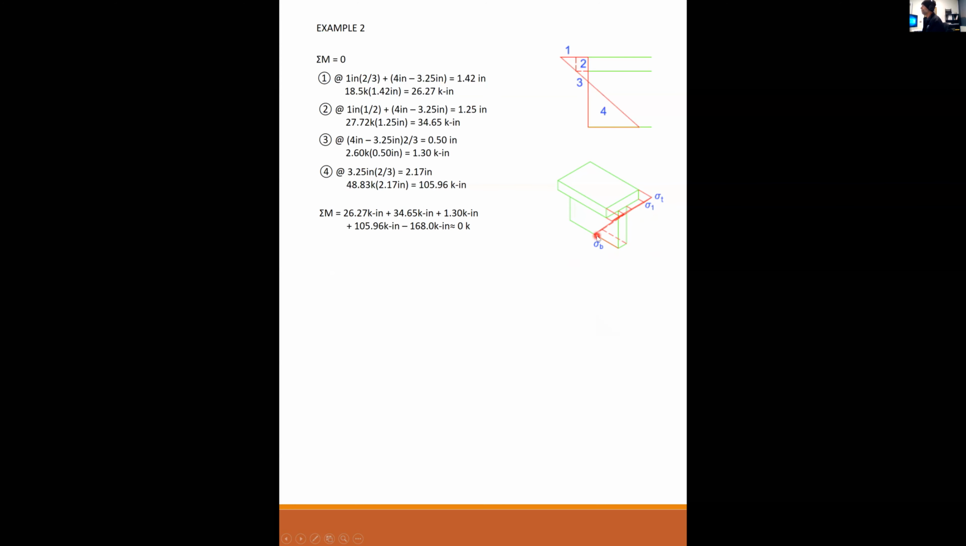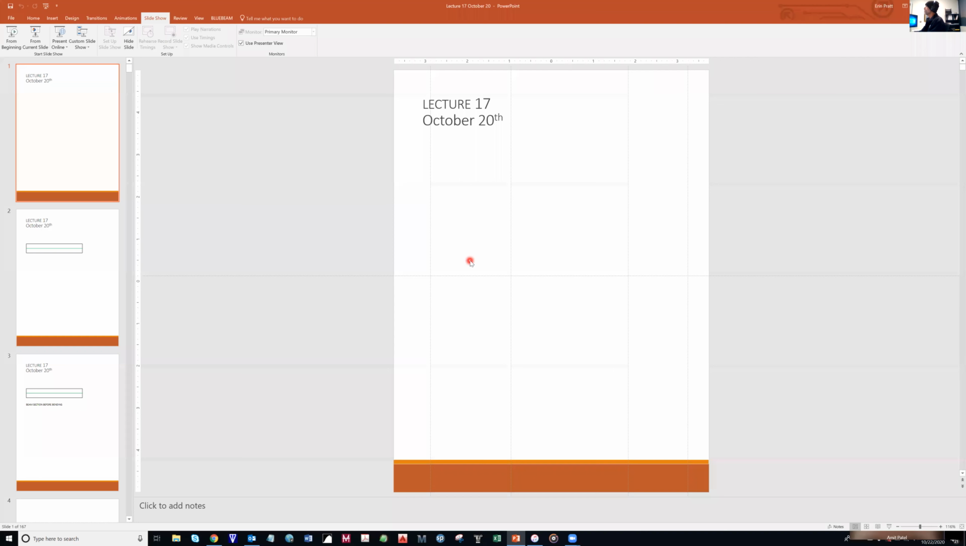Now, that's not always going to be true. We can have moments about x and about y, and then this constant c will no longer be valid. Any questions on lecture 17?